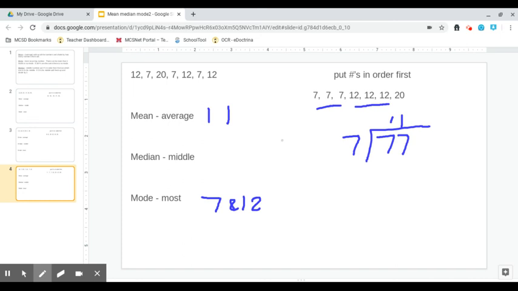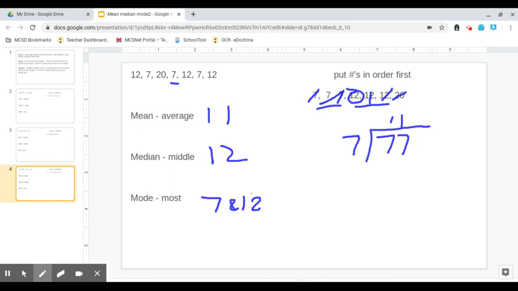Now to get my median, I need the middle. There's 7 numbers, so there's going to be 1 in the middle. If you don't put them in order, you're going to end up with a wrong number in the middle. Like here, this would be in the middle, but it's not in the middle. It's definitely not. Okay, so beginning, end, beginning, end, beginning, end, in the middle. So our median in this case is 12.